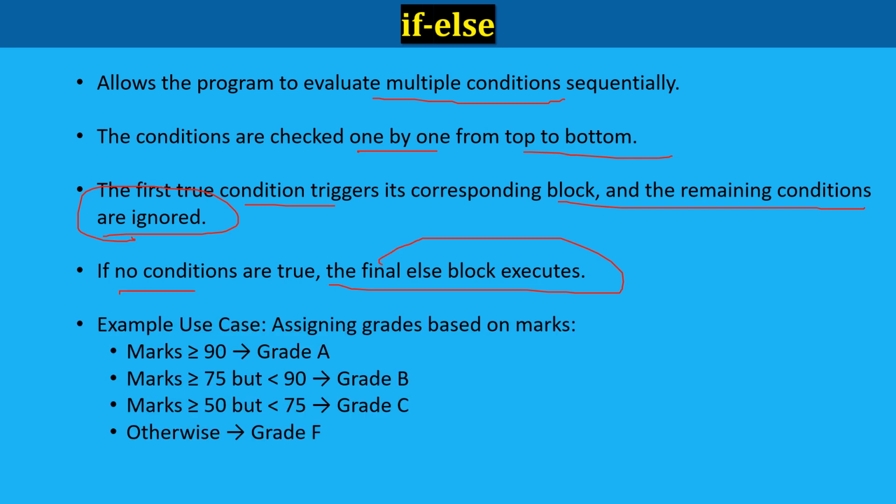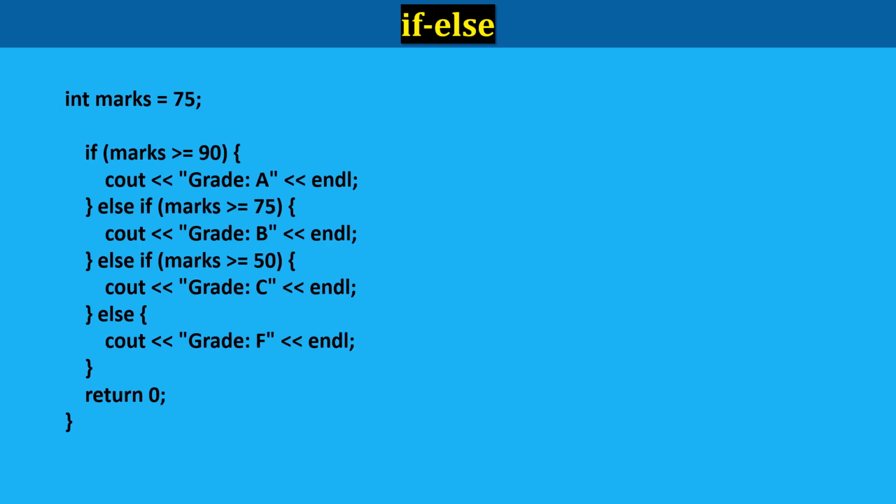Use example case: assigning grade based on marks. More than 90, more than 75 but less than 90, and so on, and otherwise the grade is F. So let's see the code. Initial marks: integer marks is 75. Declare an integer variable marks and initialize it with the value of 75. This represents a student's marks that will be used to determine their grade.